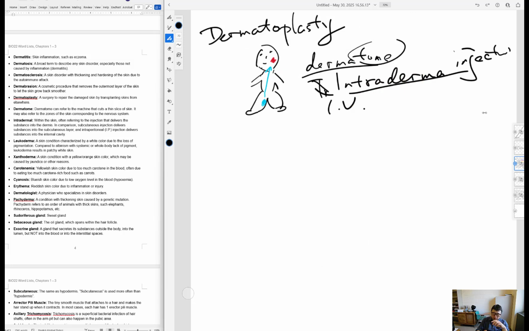So what is this used for? Allergies. There may be other uses, but the best I know is that most allergy tests use the intradermal injection. And there is another injection called the IP injection. IP injection injects all the way past the subcutaneous layer into the cavity.